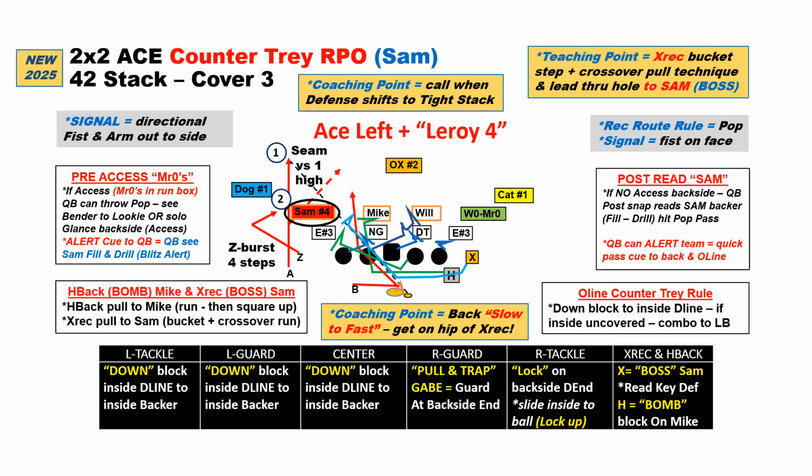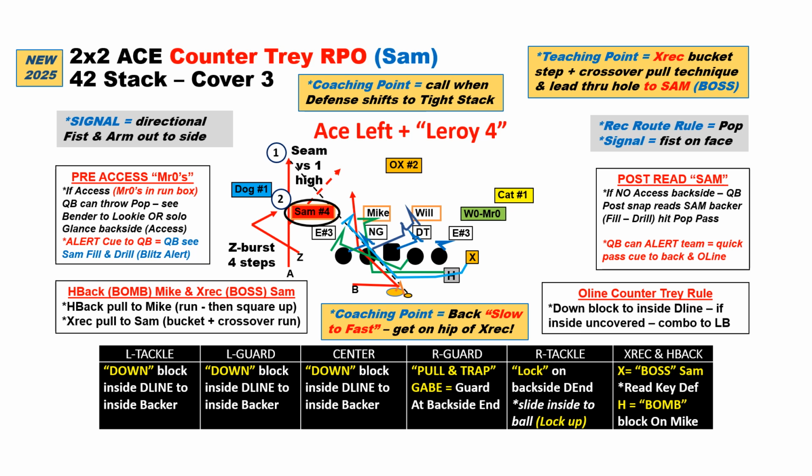Last are our counters in the series. First, we want to run a counter trey back to the spread stack. Key point here is we get the X as the extra puller leading up on the normal RPO read key again from the ACE package. Back wants to be slow with his dart steps to let the pullers get through, but then still get on the inside hip of the H and follow his block.